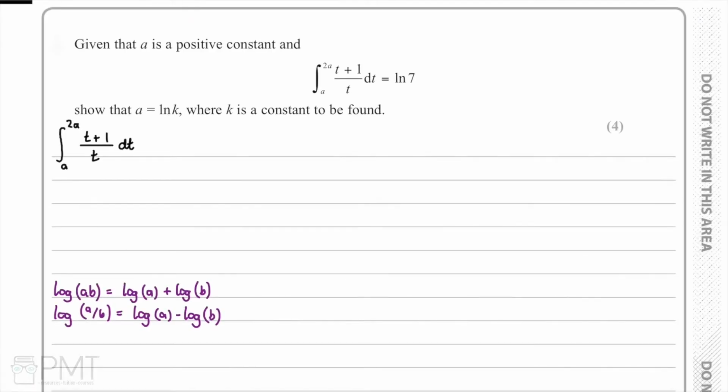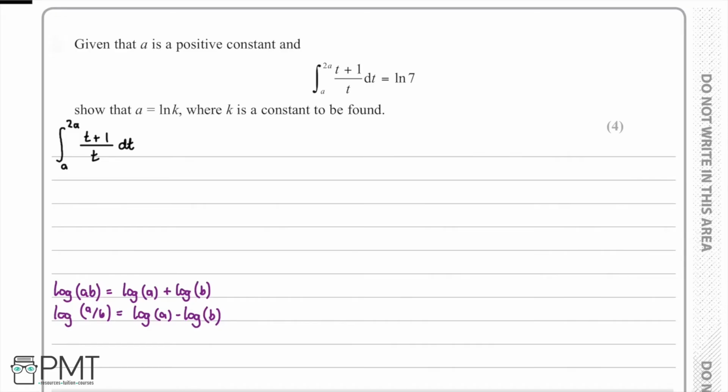So in this question, we're given that a is a positive constant, and we have an integral, (t plus 1) divided by t, and we're going to integrate that with respect to t, and the limits of integration are going to be from a to 2a, and we know that this whole integral is going to be equal to ln of 7. And the question is asking us to show that a is equal to ln k, where k is a positive constant.